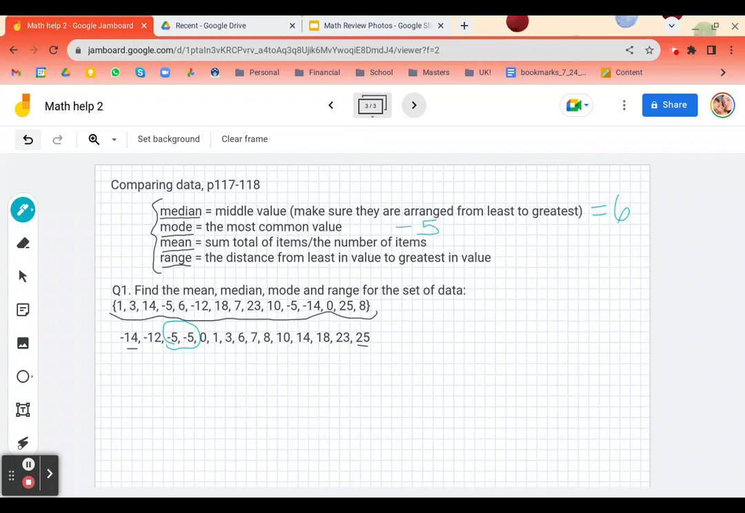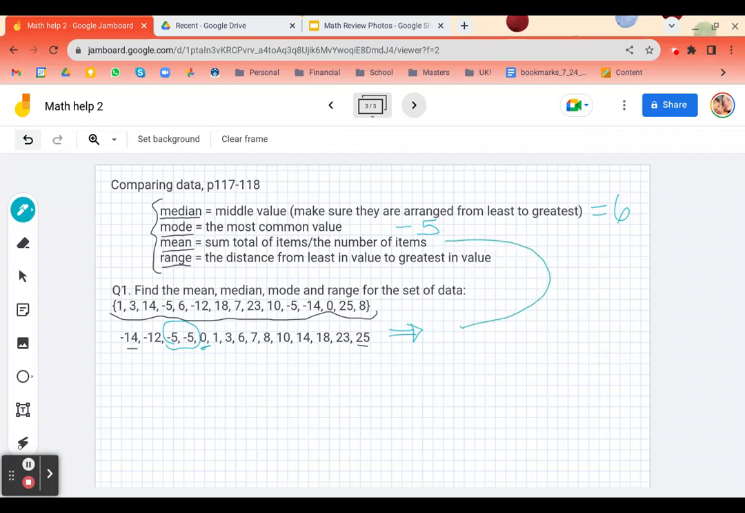My mean, I add up all of these numbers. So I put these in my calculator: -14 plus -12 plus -5 plus -5 plus 0 plus 1. Do I add the 0 in there? It doesn't matter. I have to make sure I don't add it to my total because it's 0, but I definitely make sure it's counted in my bottom value when I'm finding the sum.